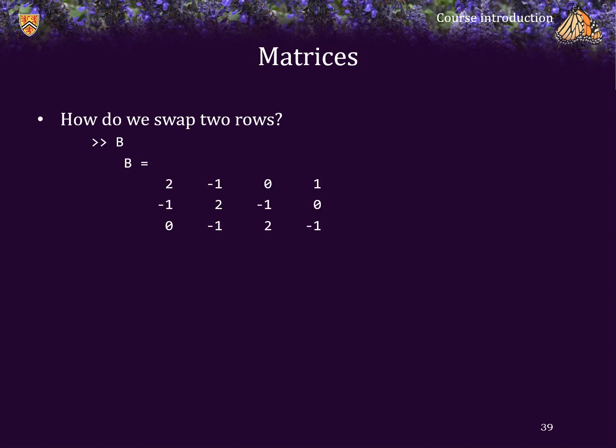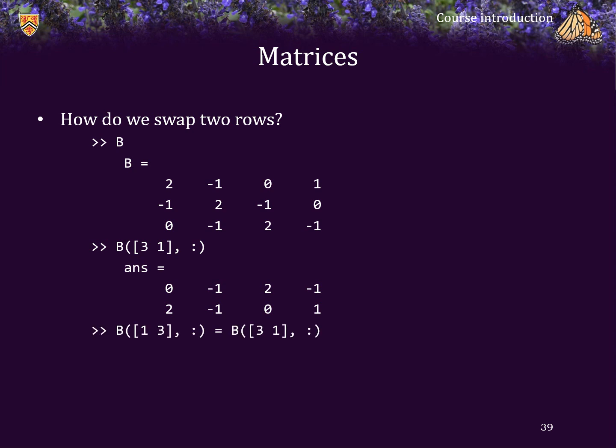Well, let's review. Here is the matrix B. Suppose that we, rather than extracting the first or third rows, let us extract the third row and then the first row. So that's exactly what happens here. So as you can see, the first row of this result is the third row of B, whereas the second row of the result is the first row of B. Well, this gives us some hope. So in fact, if you assign to the first and third rows of the matrix B the third and first rows of the matrix B, you've swapped those two rows. Much more convenient than trying to do this in C++.